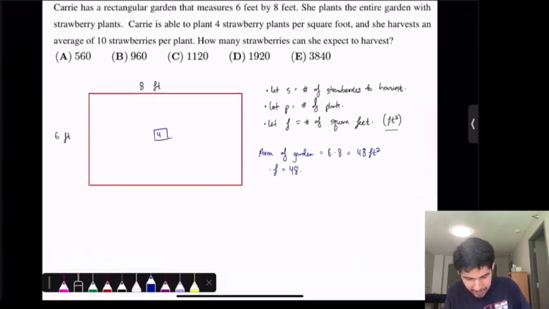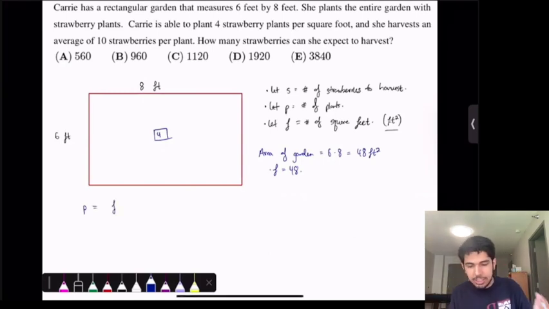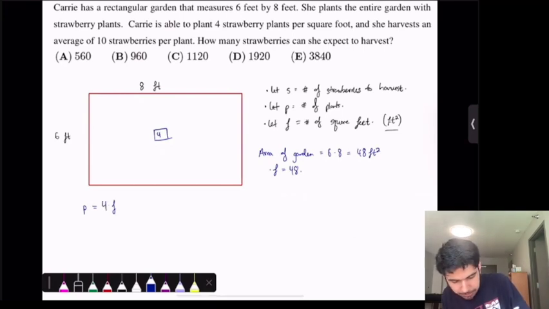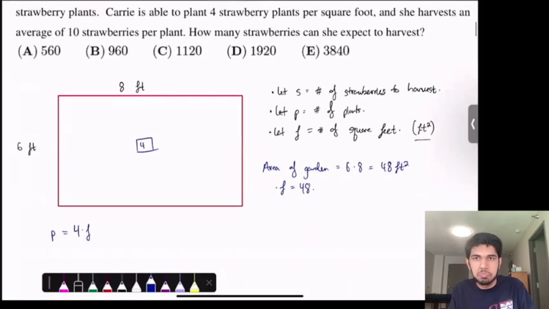So the amount of plants, p, is related to the number of square feet because for each square foot, there are 4 plants. So we should multiply f by 4 to get the amount of plants, right? That makes sense. If there's 1 square foot, we expect to have 4 plants. 2 square feet, we expect to have 8 plants. I hope that siren isn't audible, but I'm afraid it is. Okay, so that's our first equation.